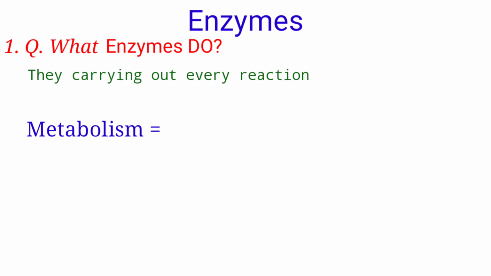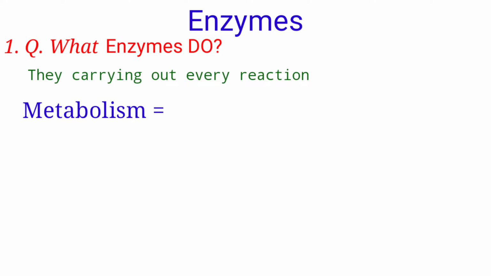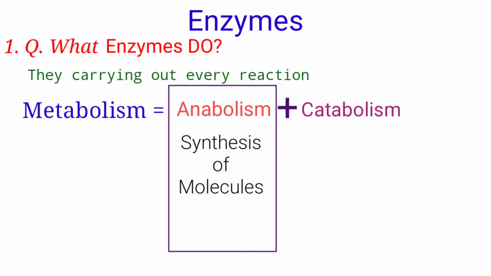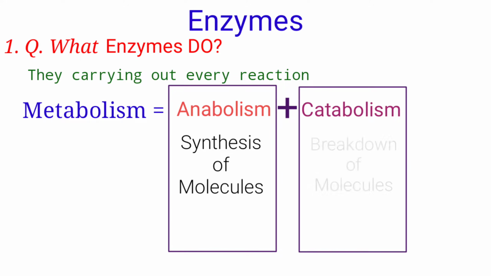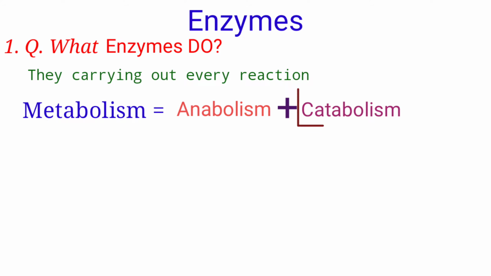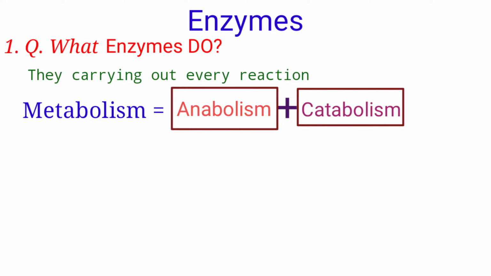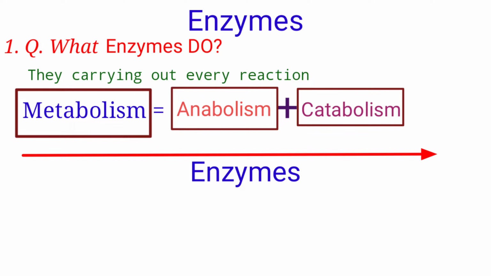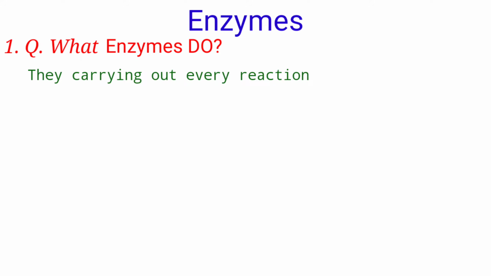So what is metabolism? Metabolism is equal to anabolism plus catabolism, where anabolism means synthesis of molecules and catabolism means breakdown of molecules. The sum total of catabolism and anabolism is known as metabolism. Enzymes speed up the processes which are involved in metabolism.